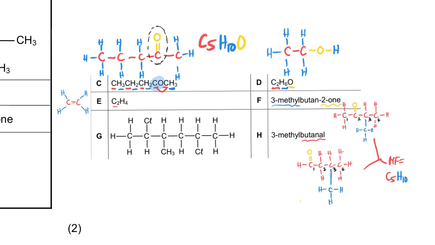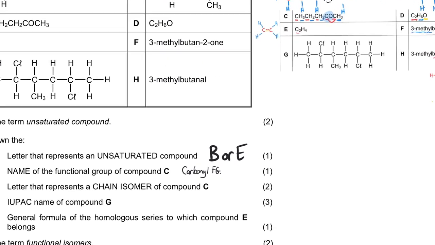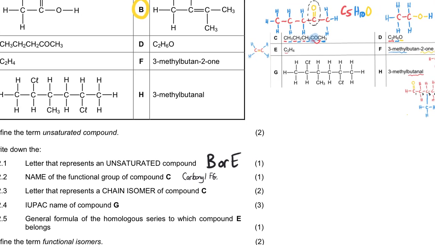C is an isomer of F and H, but they've asked us for a chain isomer. So a chain isomer will be F because it's also a ketone, as opposed to H, which would be a functional isomer because it's an aldehyde and this is a ketone. So we can say that the answer is F. So what is the letter that represents the chain isomer of C? And that would be F.